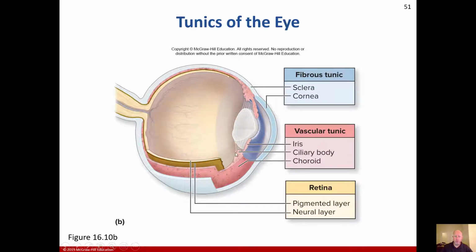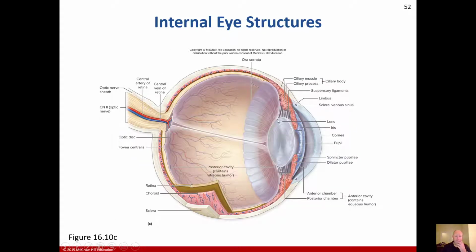The iris, the ciliary body, the choroid for the vascular tunic, and the retina with the pigmented layer and the neural layer. As well, you'll have a diagram of the internal eye structures, noting the optic nerve sheath, and the CN2 optic nerve through here, the central artery of the retina, and the central vein of the retina, optic disc, our fovea centralis, which is a big component. That's important. We'll talk more about that with more content for your exam as well in a little bit here.